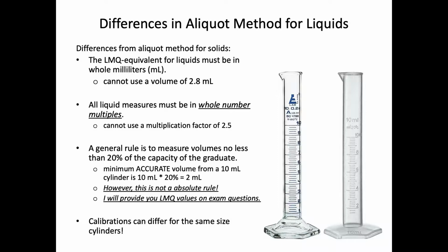All right. However, this is not an absolute rule, because there are some more precise, higher grade cylinders, like the glass one on the left, whose accuracy would allow you to measure as low as 1 milliliter potentially. So the take-home rule is, for the apparatus I'm giving you in the question, whatever that is, I will tell you the least measurable quantity. You do not have to calculate it. Let me just emphasize: the least measurable quantity or volume of a measuring apparatus will be provided to you in the question, because that 20% rule is a general rule, not an absolute. So I will always provide it to you. You don't have to calculate it, unlike the least weighable quantities, which you do have to be able to calculate.